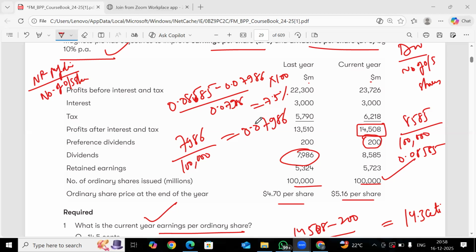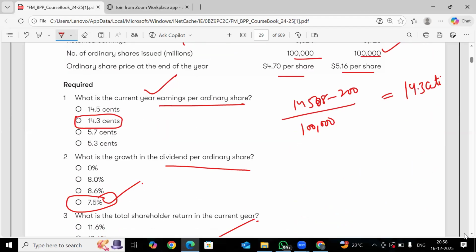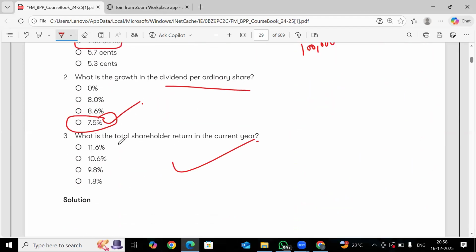So go to the third one. What is the question they are asking? Total shareholder return, sir. Total shareholder returns. Yeah. Okay, good.